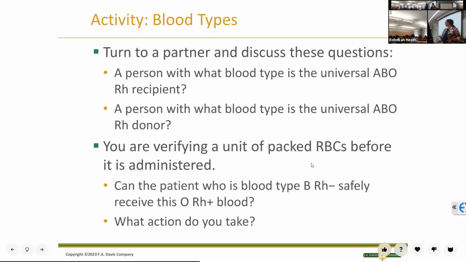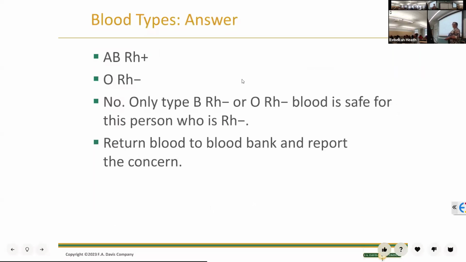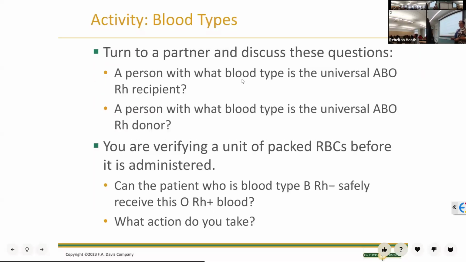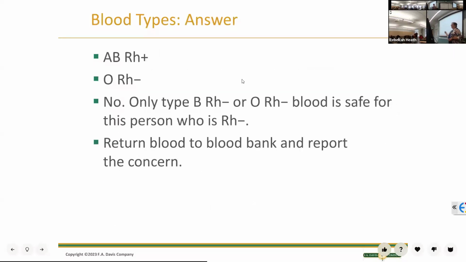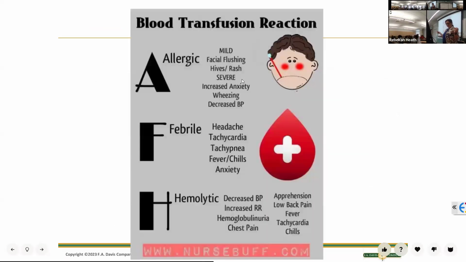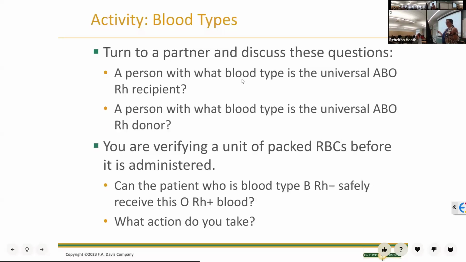All right, let's compare our notes to F.A. Davis. So AB positive is the universal recipient, right? And O negative is the universal donor. And then no, right? Because that patient was Rh negative, we can't give them O positive blood because of that Rh factor. That's going to cause an issue.